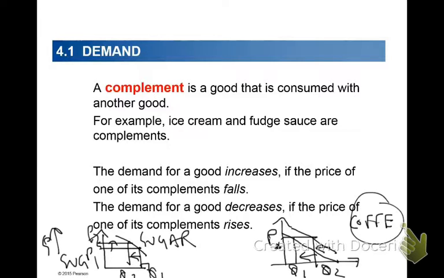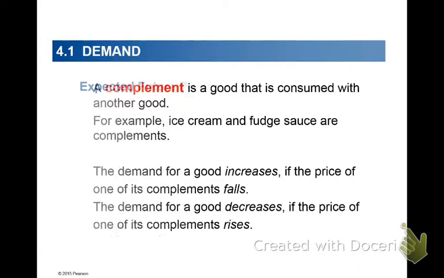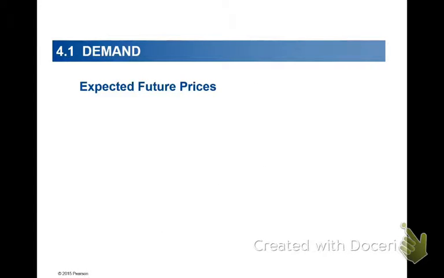Okay, so the price of sugar increases and demand for coffee goes down. That's the relationship between complementary goods and how the price of a complementary good affects the demand for the other good, right? So we just looked at the price of related goods. The second factor is the expected future price. So let's try to understand this.